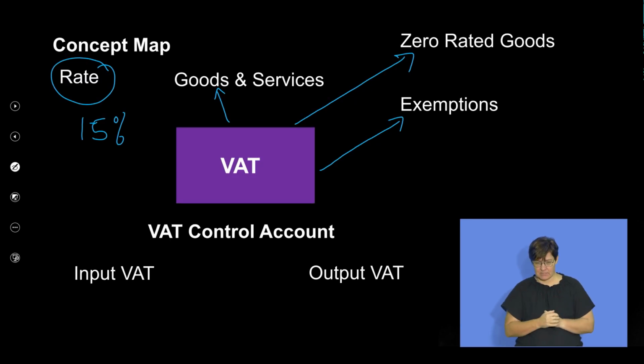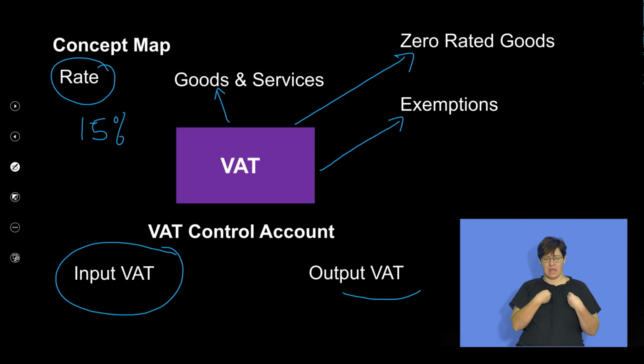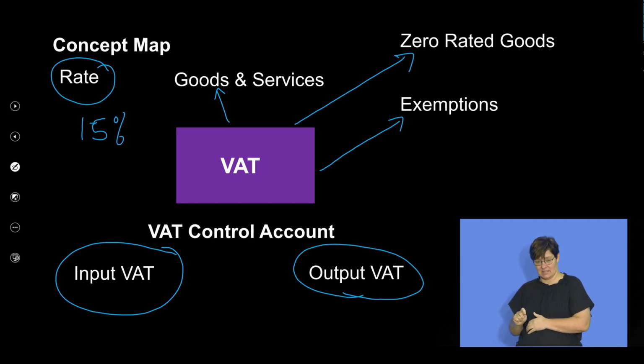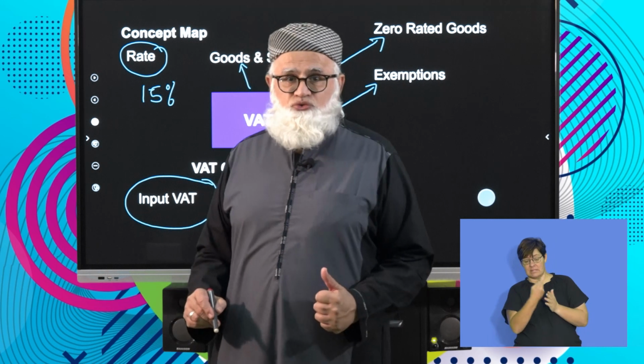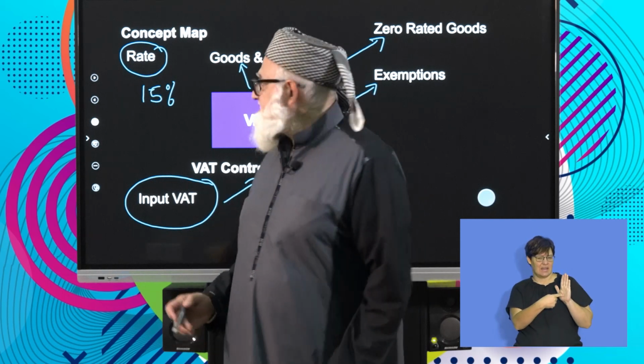Then obviously, you're going to get a VAT control, which deals with input VAT. That's the amount of VAT that you as a VAT vendor have paid, right? And you're going to get output VAT. That's the amount of VAT that you as a VAT vendor have collected. And obviously, that will feed into your VAT control account, which will determine whether you owe SARS or SARS owes you. Right, so that's just a concept map for you in terms of VAT.